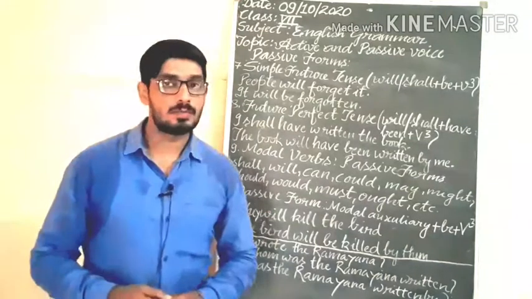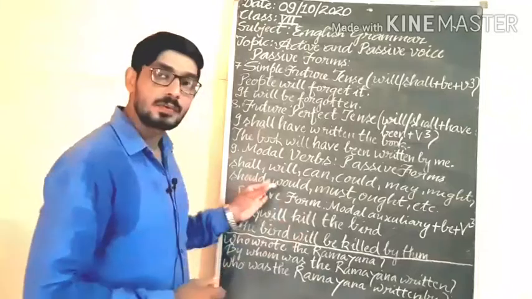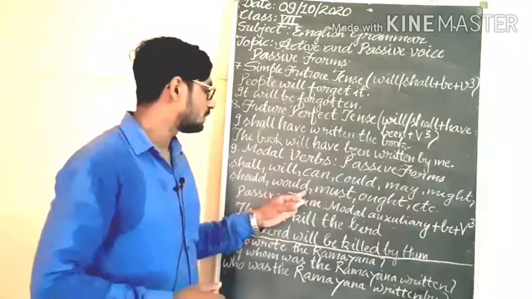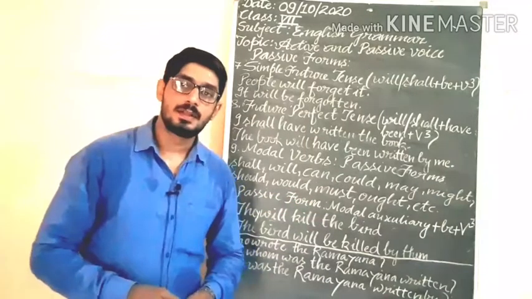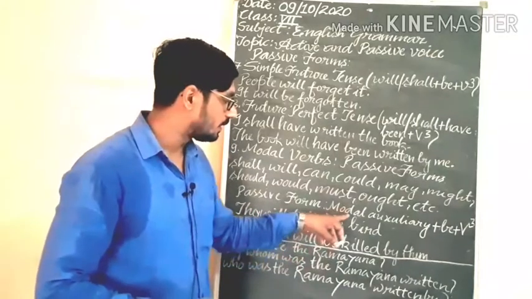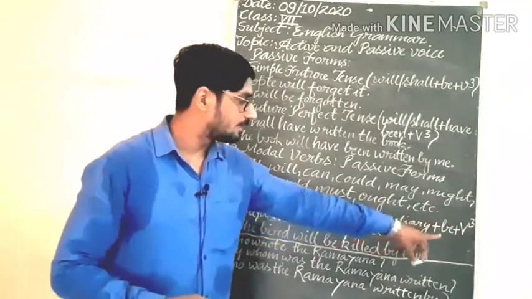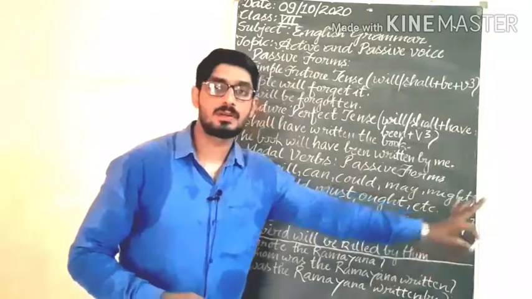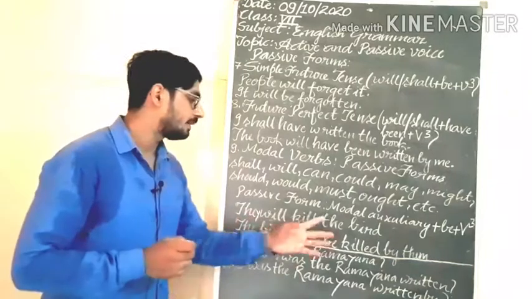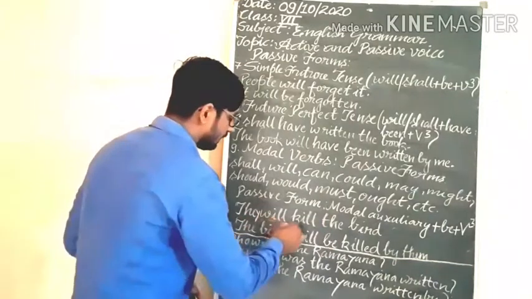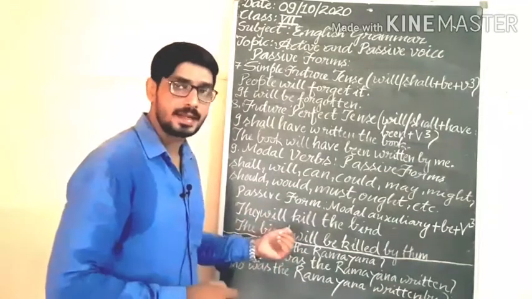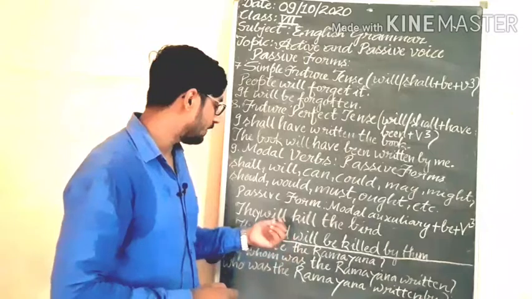Afterward, we are coming to modal verbs. All these verbs are known as modal verbs: shall, will, can, could, may, might, should, would, must, ought, etc. Afterward, in passive form, we will use modal auxiliary plus be plus verb third form in a passive voice sentence. Look at the examples. They will kill the bird. Here you are getting the word will. I can also use here they can. So, they will kill the bird.